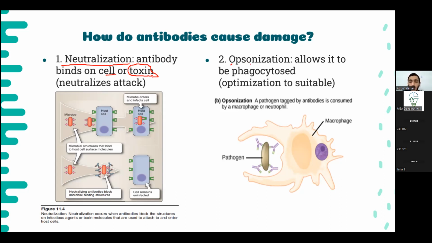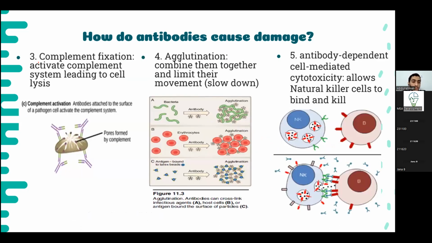The other mechanism is opsonization. What does opsonization mean? It's similar to optimization. So if you're optimizing it, you're making this pathogen more suitable for phagocytosis. So if you're opsonizing this pathogen, it's more suitable for phagocytosis by macrophages. This is opsonization. The next mechanism is complement fixation.